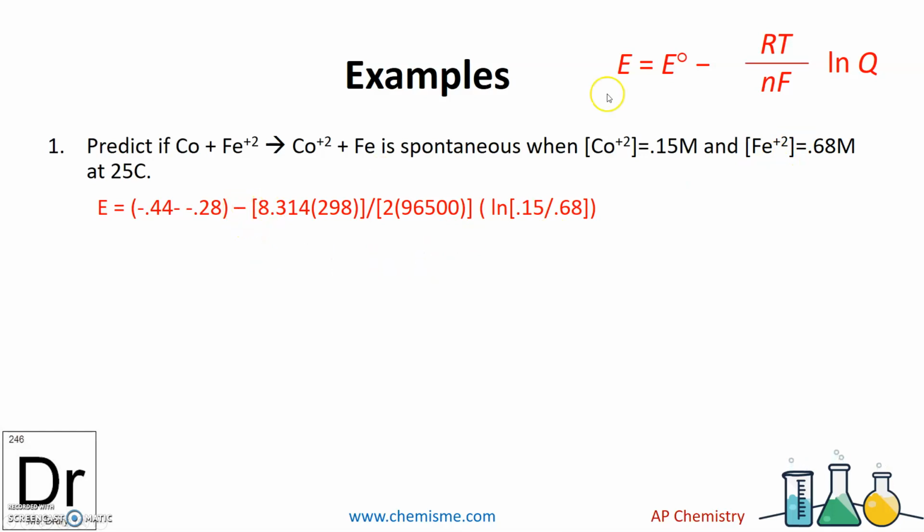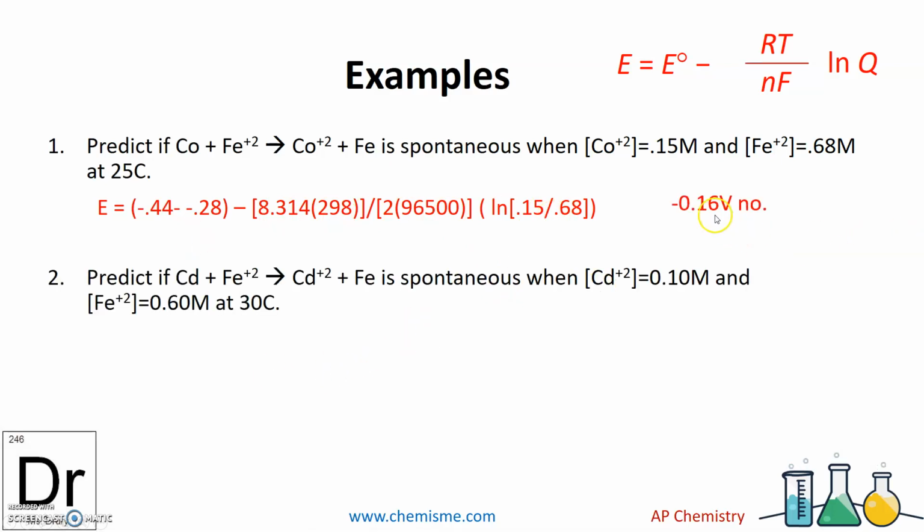So when we minus the R, 8.314, temperature 298, the N, number of electrons, is 2, and the Faraday's constant, 96,500, we're going to multiply that by the natural log of Q. Q is the products over reactants. Remember, we don't put solids in, so it's just cobalt ions, 0.15, over iron ions, 0.68. Products over reactants. No big news there. When we put this whole thing in our calculator, I recommend doing the right side first and then subtracting.